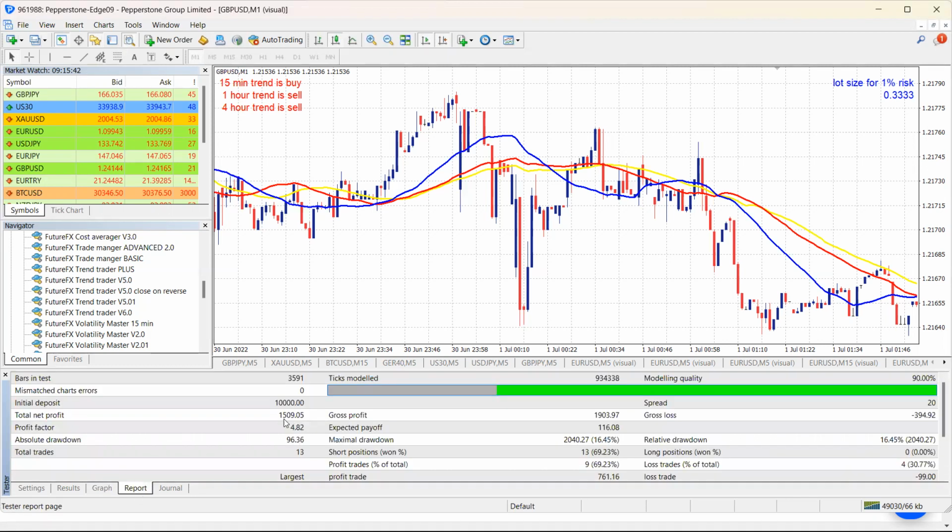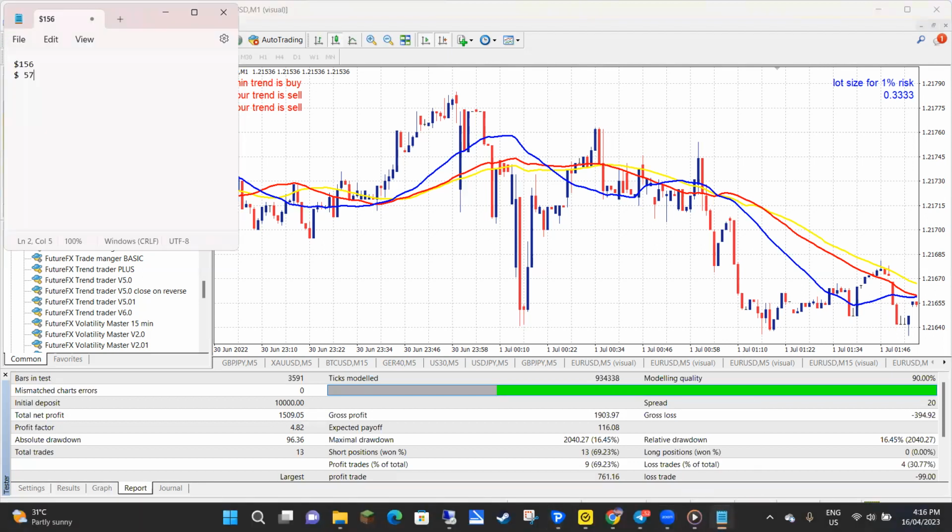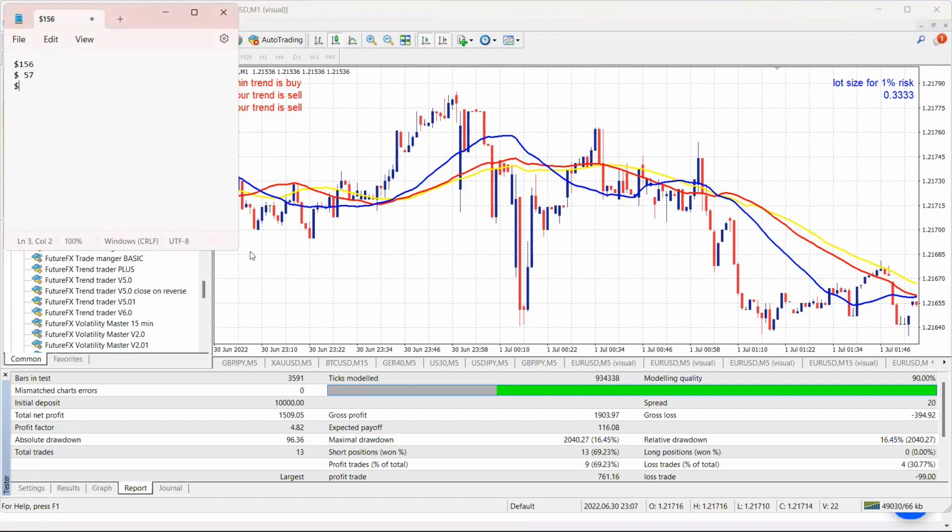We made $1,500 now. That's a huge increase, isn't it? So that means that this new version on using the 5-minute time frame made 15% profit in 2 weeks. Mate, that is huge. So let's put that in our little chart up here. $1,500. Uh-oh, hang on. Don't forget the 9.